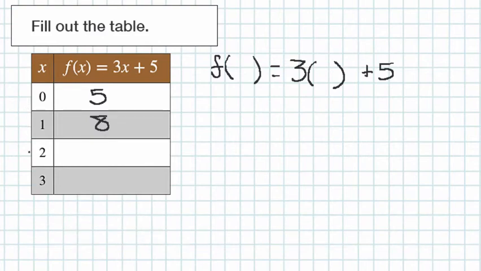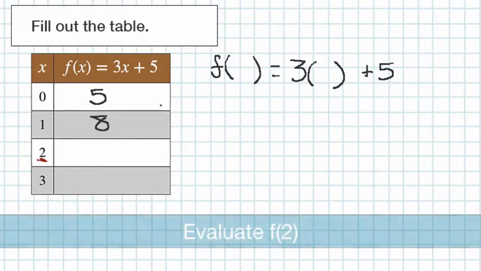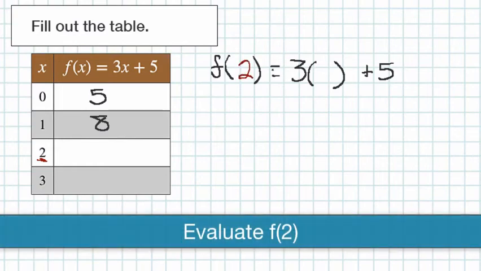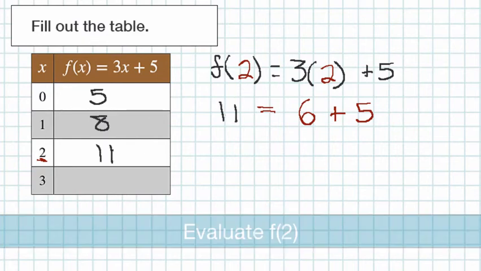Now for the third row, we want to put in an input of 2. Now things will start to look a little different, because now we have 3 times 2, which in this case will give us 6. And we'll continue to add the 5. Our answer is 6 plus 5, which of course gives us 11. And that is the answer for the third row in the table.